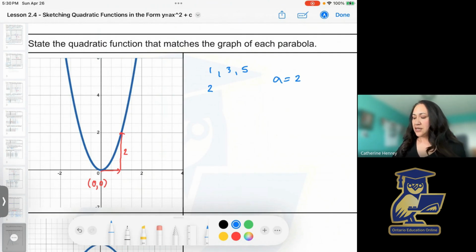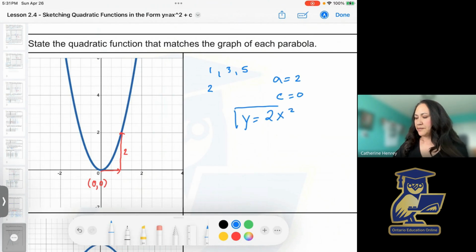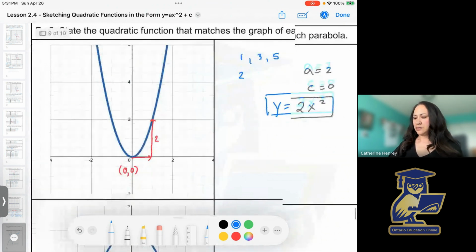Our vertex is at 0, 0. So in this case, 0 is C. And so when we write our function, it will be y equals 2x squared. Let's take a look at the other one.